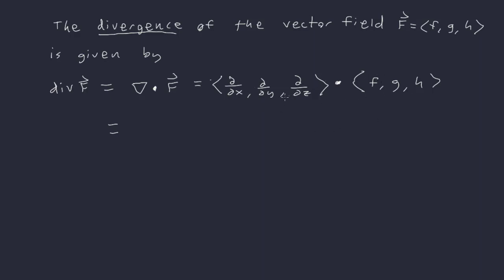You can think of that here as: how much is the x component changing in the x direction? How much is the y component changing in the y direction? And how much is the z component changing in the z direction? Because when we put this all together, we get the partial derivative with respect to x of f plus the partial derivative with respect to y of g plus the partial derivative with respect to z of h, or f sub x plus g sub y plus h sub z.